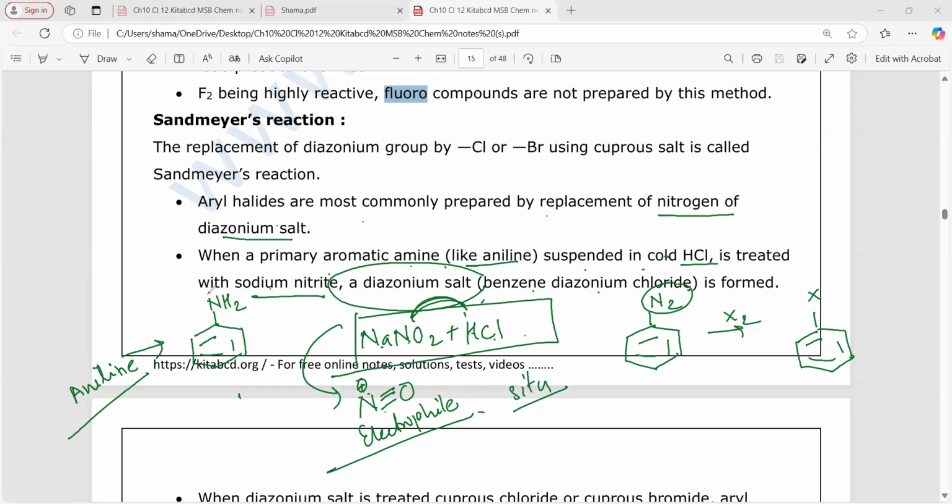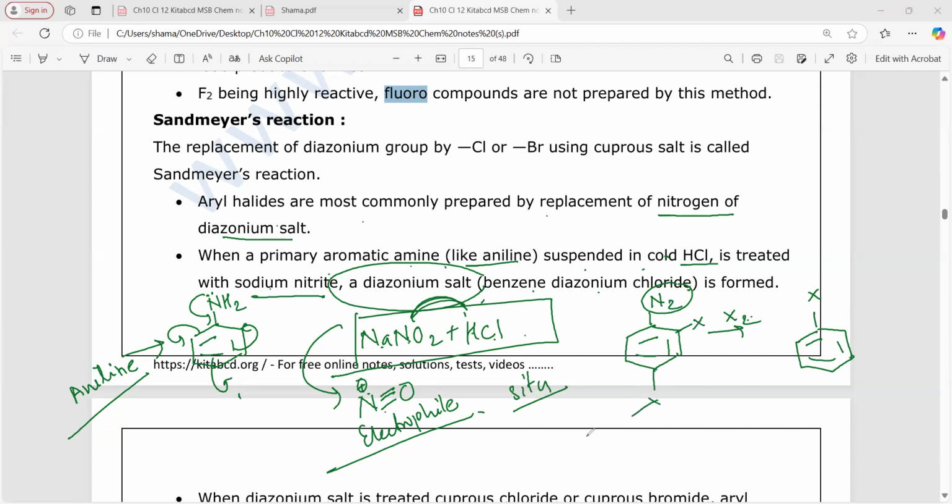And as we know, aniline has a lone pair over here. It is electron donating. It has an electron donating inductive effect, or we can say an electron resonating effect also, because it has a lone pair to donate. So it is a strong ortho para directing group. Your halogen will replace this nitrogen, and it will go either at the ortho position or at the para position.